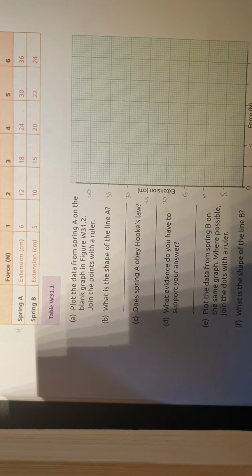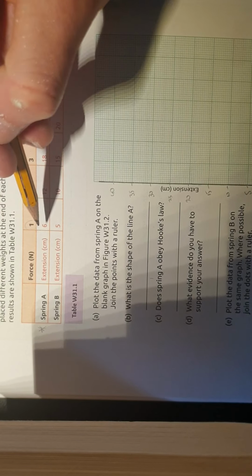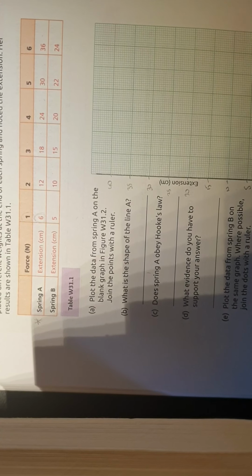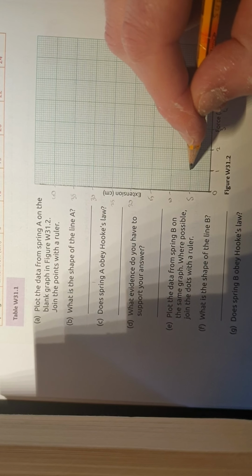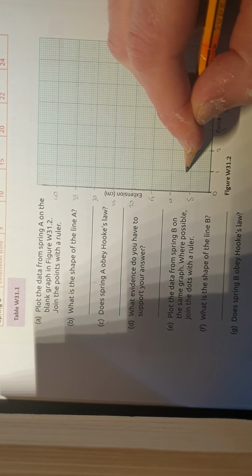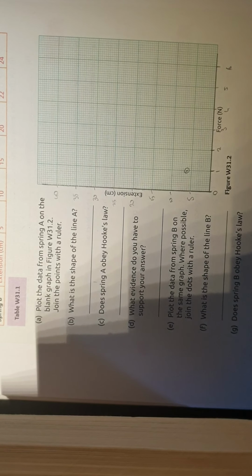Okay, so the next thing that I do is I'm trying to actually plot the points here. So the first point we have is with a force of 1 Newton, which is here, the spring extended 6 centimeters. So I come down to where I have 1 Newton on my graph, which is here, and it went 6 centimeters. So I'm going up into this box and it's 6 centimeters. So I put in a dot, put a little circle around it.